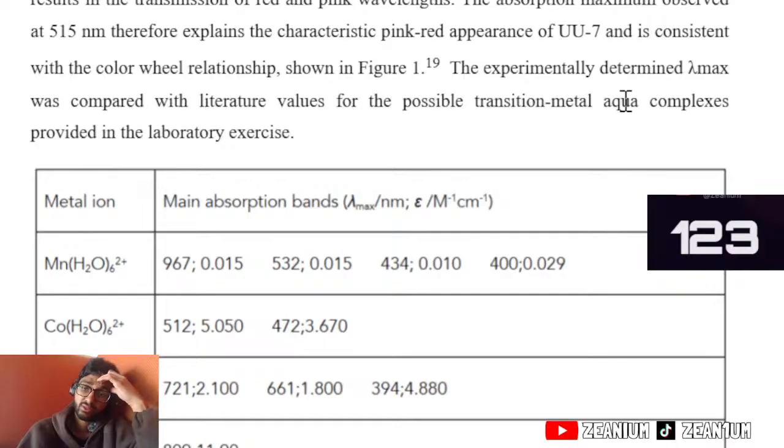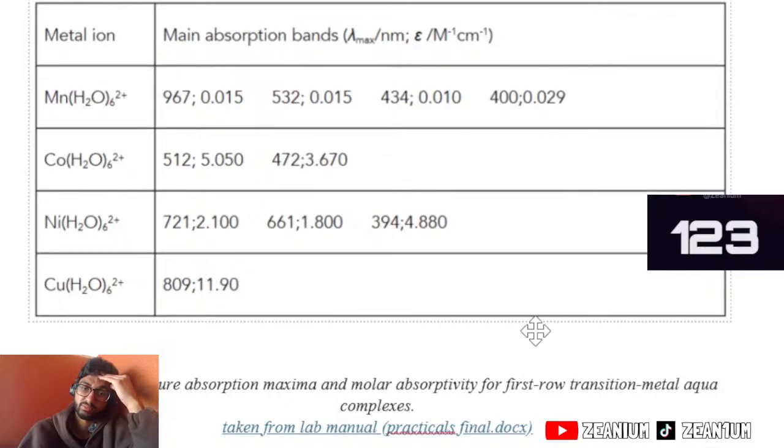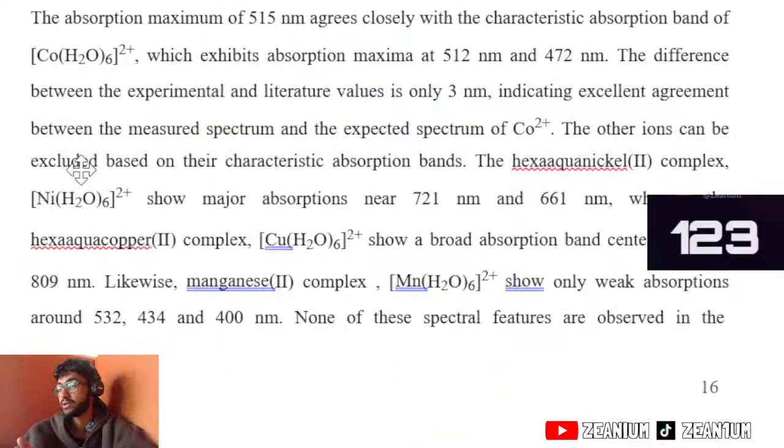So the experimentally determined lambda max was compared with literature values for the possible transition metal aqua complexes provided in the laboratory. Basically we had this, and it gave us 515 nanometers, which was cobalt. So right here, easy. Like I said, it was a pretty fun exercise, and all this writing is just the unfun part of it.